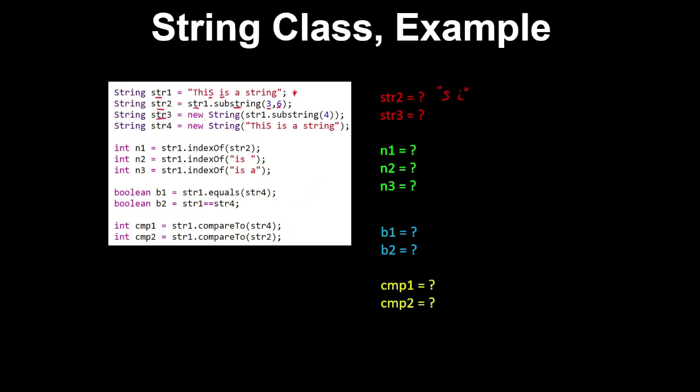Now str3 is declared using dynamic initialization, and it's a substring of str1 starting at the character at index 4. So that would be 0, 1, 2, 3, 4, which is the space, up to the length of the string minus 1. So that's " a string".